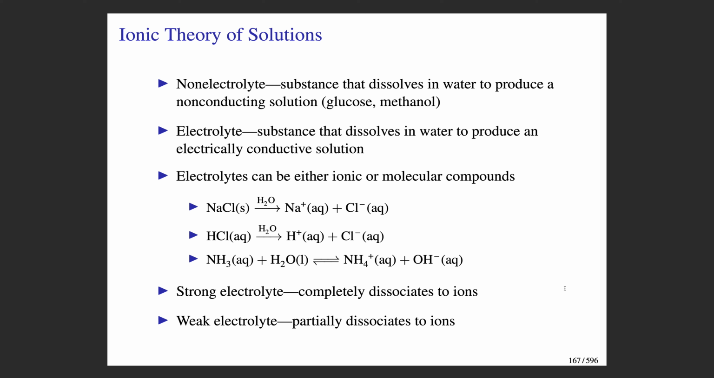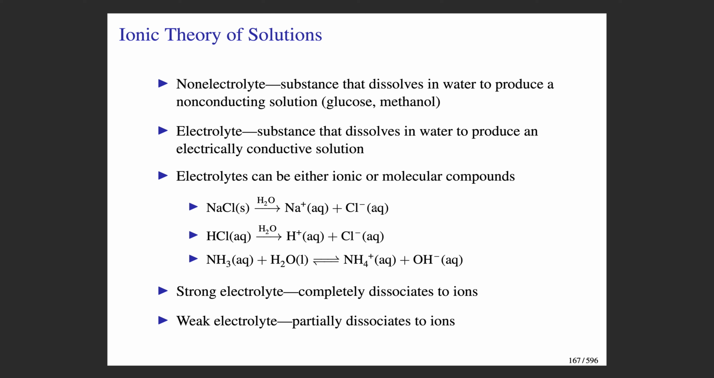Now, electrolytes, the solute, can either be an ionic compound or it can be a molecular compound. The ionic compounds are fairly straightforward. So, for example, sodium chloride consists of sodium cations and chloride anions. When you dissolve that in water, you form these ions, right?